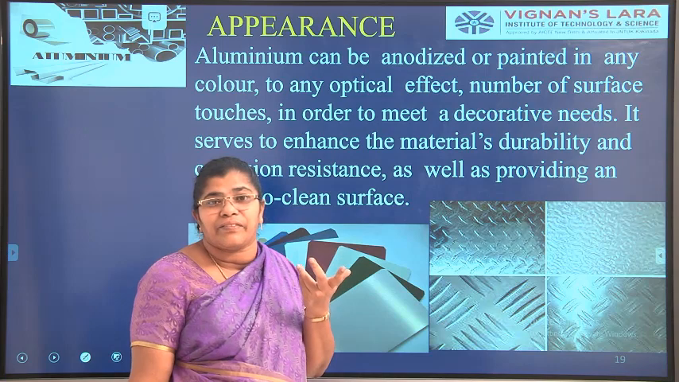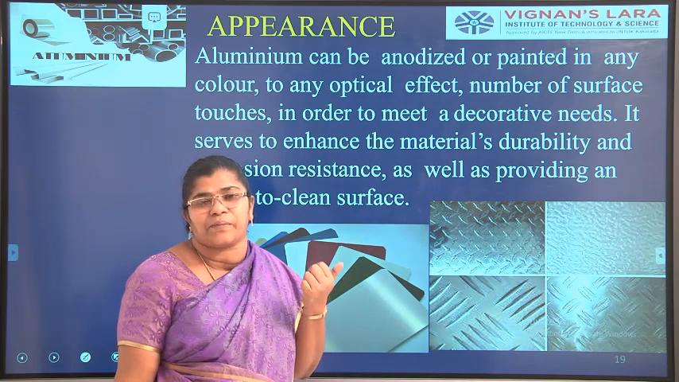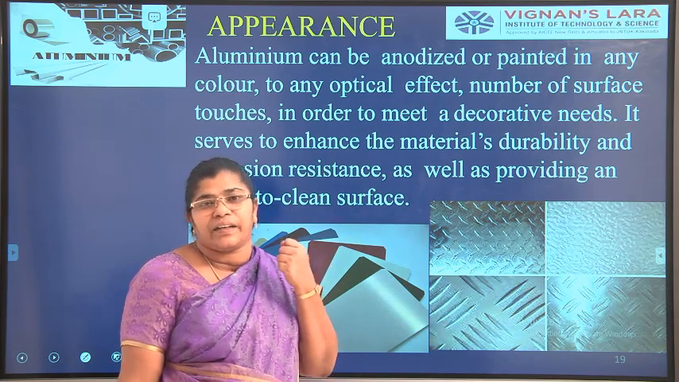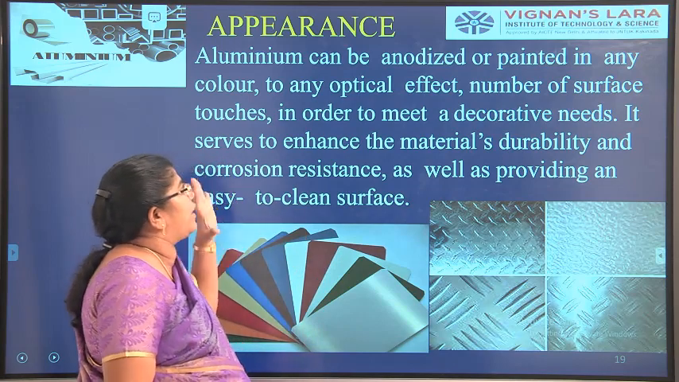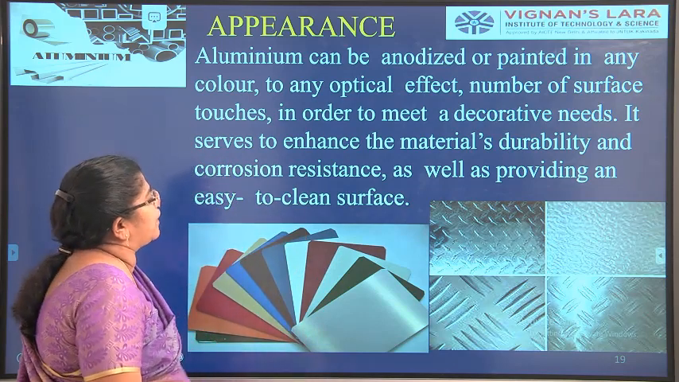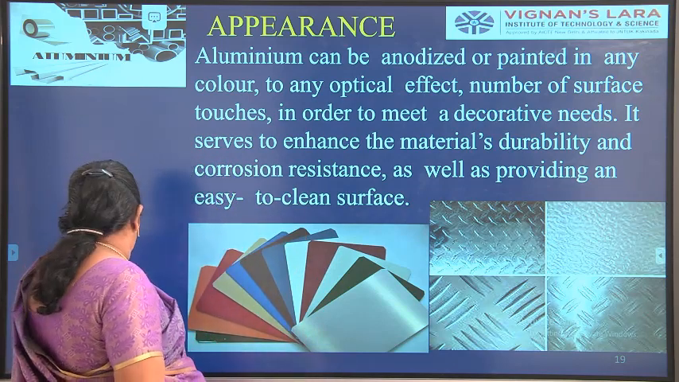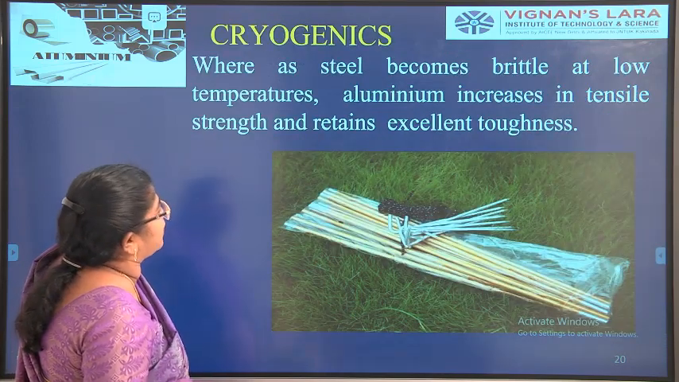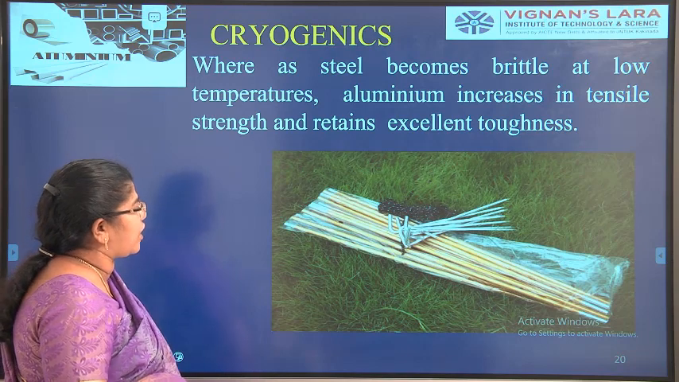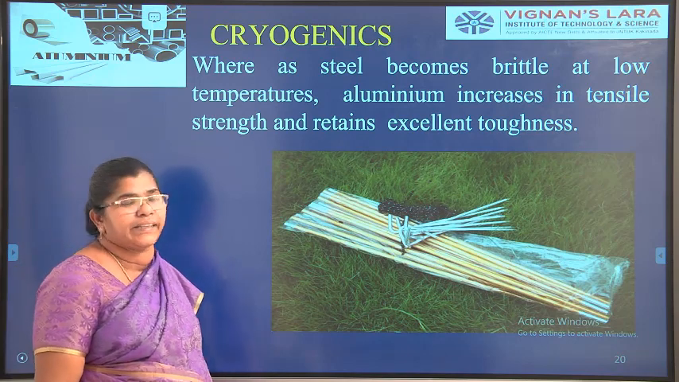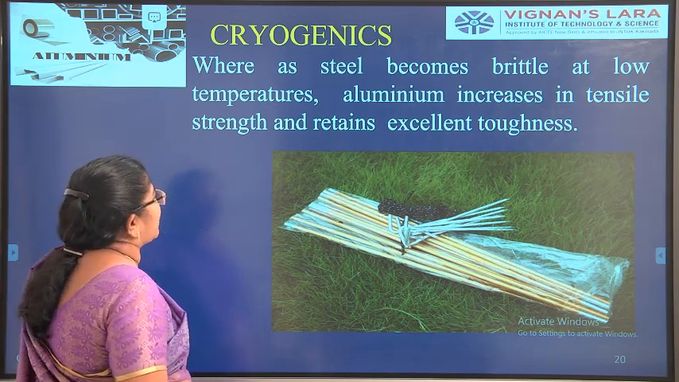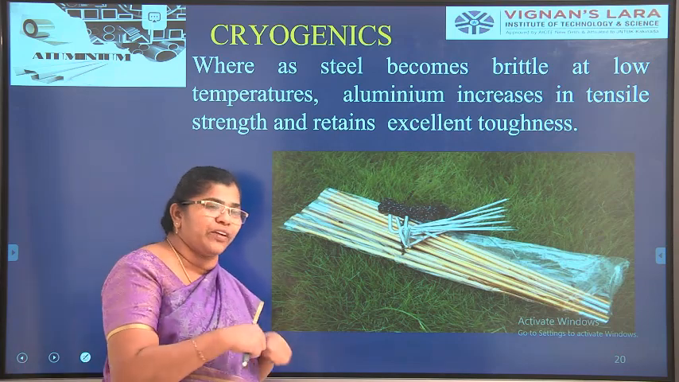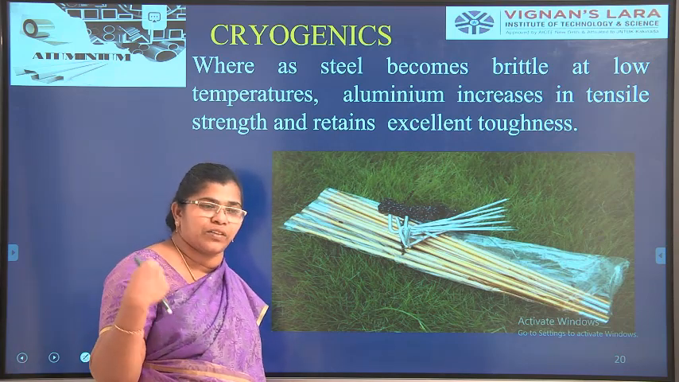It can be different colors, different shapes, different sizes, different surfaces. So the appearance will be very good, right? So this is one of the things. And the third one is that it is cryogenic. The cryogenic property is that it does not become brittle on change in temperature. So actually it has a very good tensile strength and the toughness is also very high.